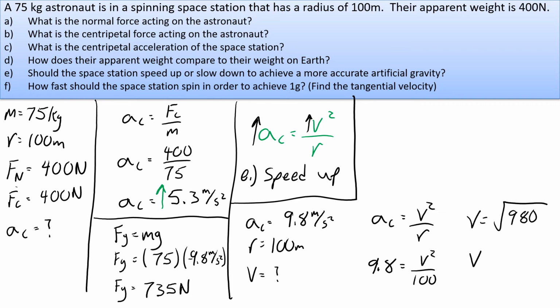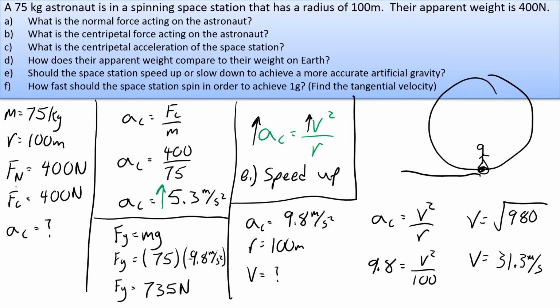And you should get a velocity of 31.3 meters per second. So on this rotating space station, we want the tangential velocity over here to be 31.3 meters per second. Now, we're not really saying the angular velocity or rotational velocity. How fast is it spinning? How many rotations per second? We're not saying how many rotations per second. That would be good to know. But for now, we'll just say the tangential velocity at that point should be that when you have a radius of 100 meters in your awesome space station.